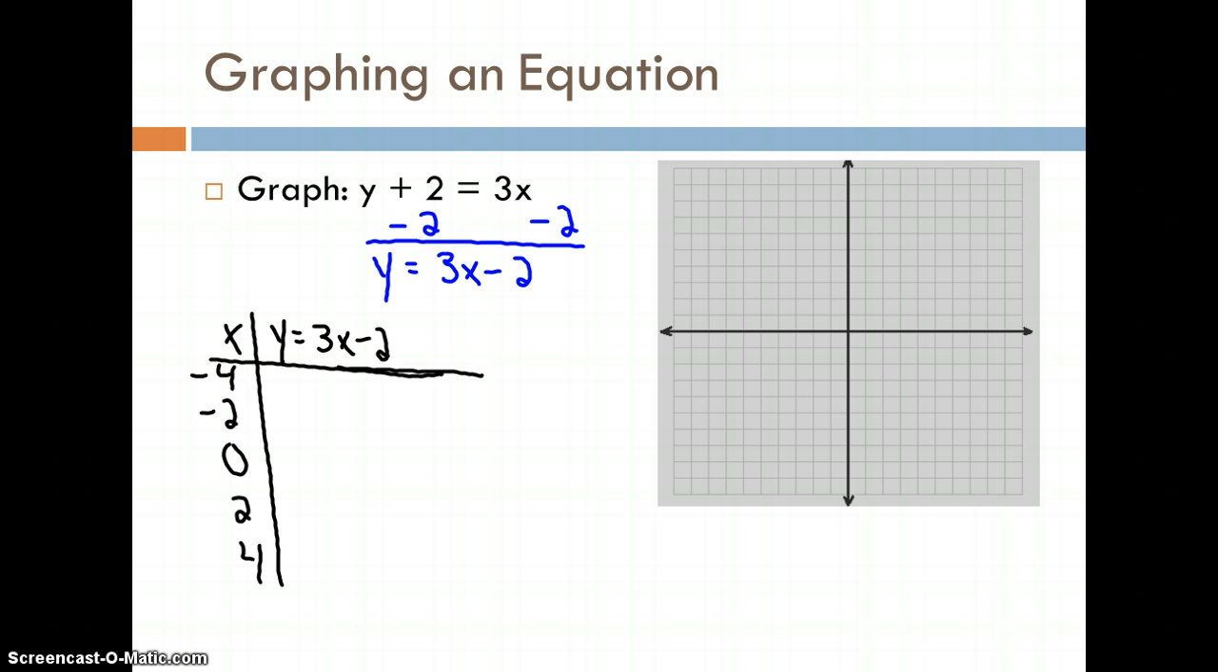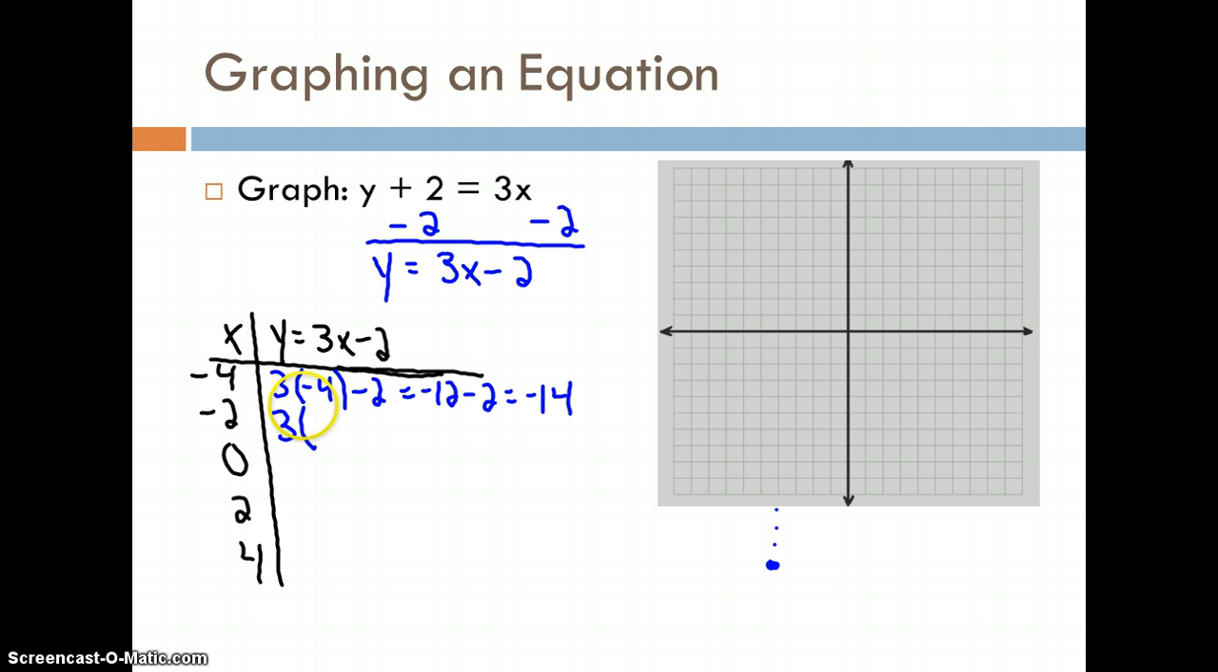See how this goes. 3 times negative 4 minus 2, that's negative 12, minus 2, that's negative 14. So I'm going to go to the left 4, 1, 2, 3, 4, and then down 14. That's 10, we'll say 11, 12, 13, 14. That's going to be all the way off our grid there, which is fine. We could have scaled it. I'm not worried about that right now.